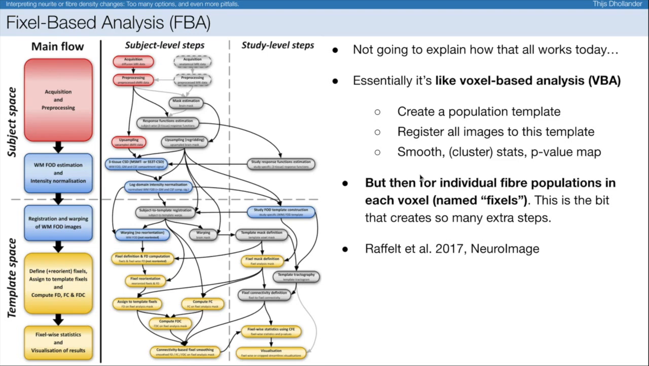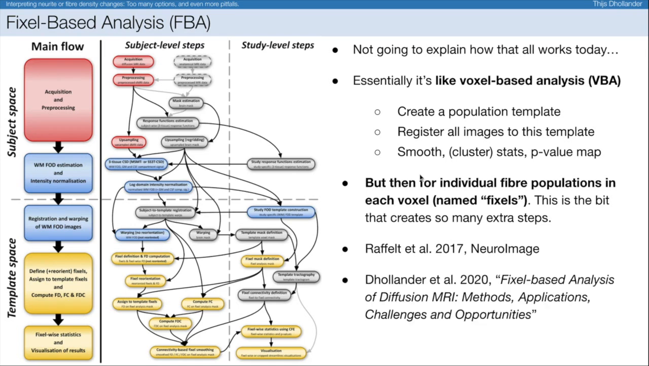You can read all about why that is so complicated in the original work by David Raffelt and colleagues from 2017 in NeuroImage on the pixel-based analysis framework. Recently, with a number of colleagues, we've also written a review paper on this that hopefully explains some things in a way that is slightly more intuitive and helpful if you were confused before. You can find the title here. Currently, it's a preprint that if you Google the title, you can probably find it easily. And hopefully by the time you see this video, or shortly after, this should be published, hopefully in NeuroImage.